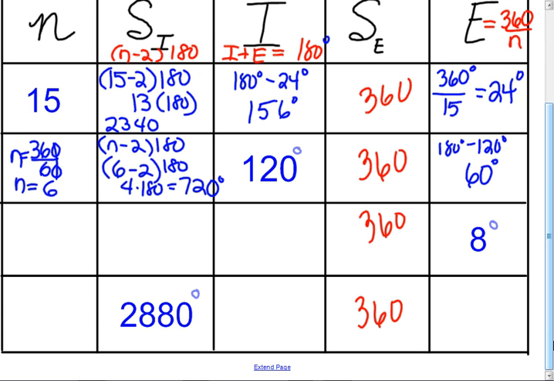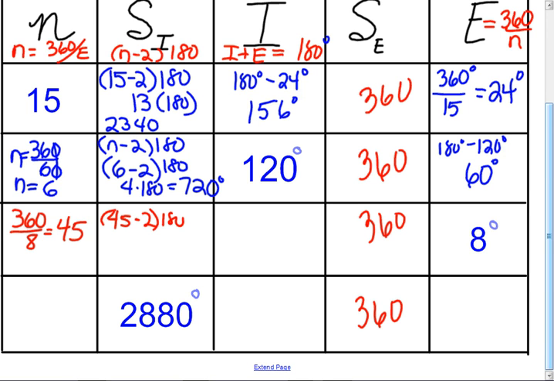Okay, and you know what? I was a little incomplete on my chart. I had E equals 360 over N, and let's put this one: N equals 360 divided by the exterior angle. So the exterior angle is 8 degrees, so you take 360 divided by 8. What do we get? 45? Then this is 45 minus 2 times 180.